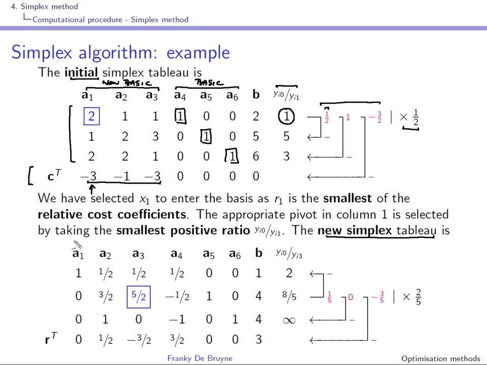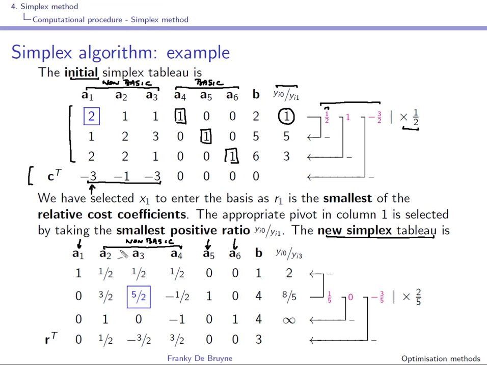And as you can see here, we now have basic variables x1, x5 and x6. These ones are non-basic, right? And the new feasible basic solution can be read from the tableau. It's x1 is equal to 1, x5 is equal to 4, and x6 is equal to 4, and the non-basic variables x2, x3 and x4 are set to 0.